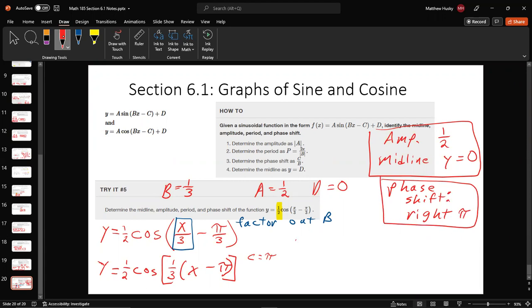The period, that's going to be 2 pi divided by the absolute value of b. So if you do 2 pi divided by 1/3, that is equivalent to 2 pi times the reciprocal, 3/1, which will be 6 pi. So the period then is 6 pi.